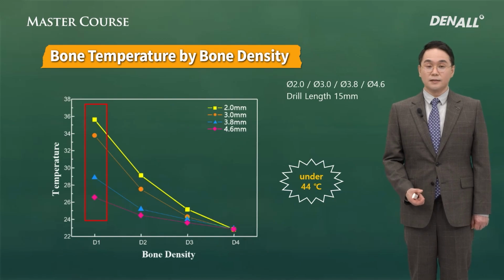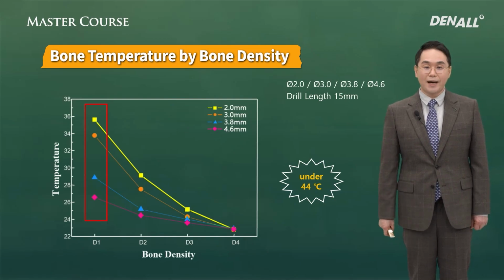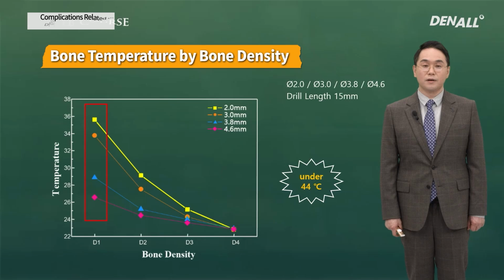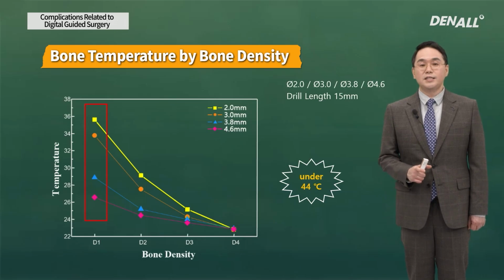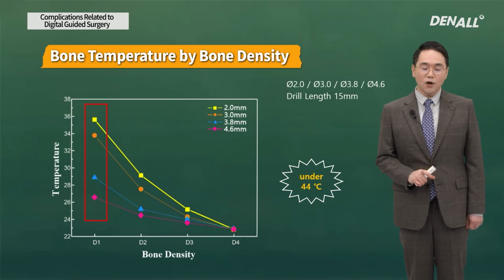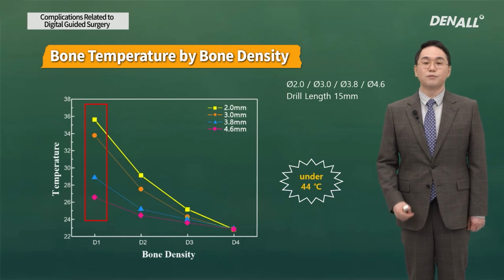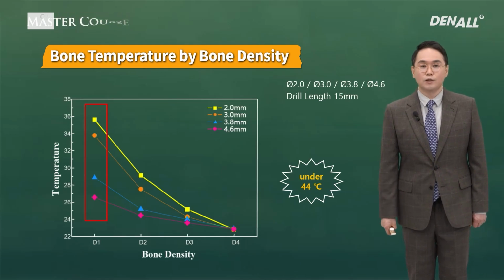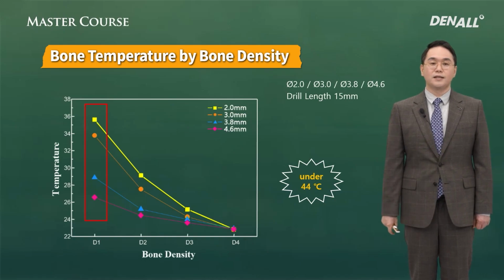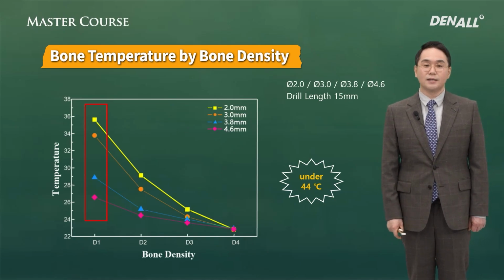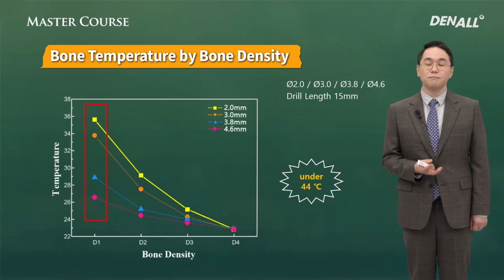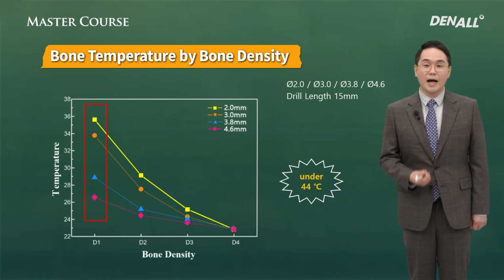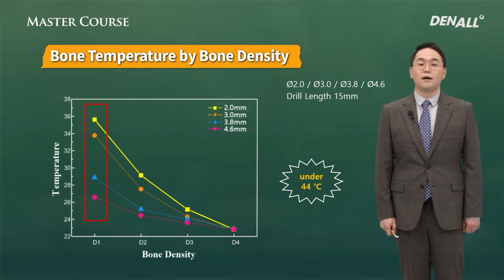Most heat is generated when the diameter 2.0 drill is used. If you look at the tested data, the 2.0 drill is used full depth first. The lance drill is used to mark the cortical bone 2 to 3 millimeters, and the 2.0 drill is used at full depth for the first time. When you use a 2.0 diameter drill, most heat is generated.